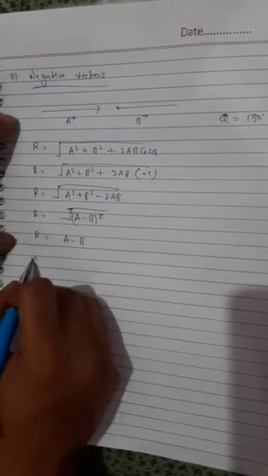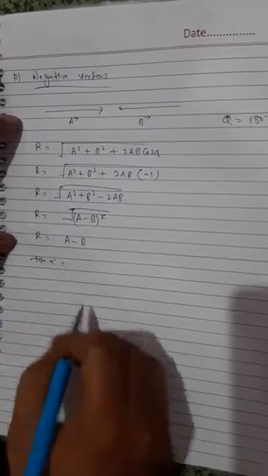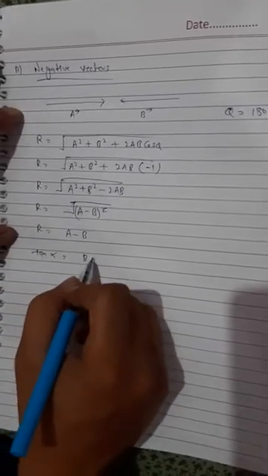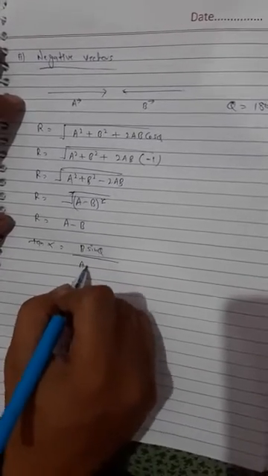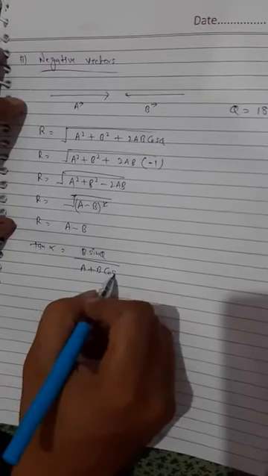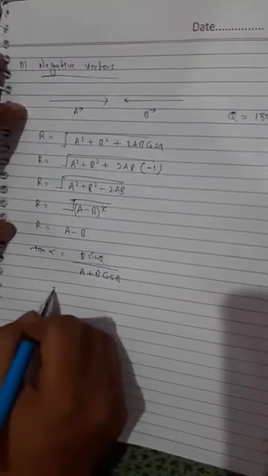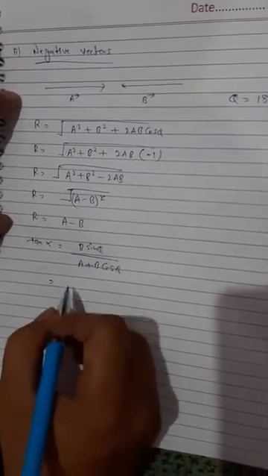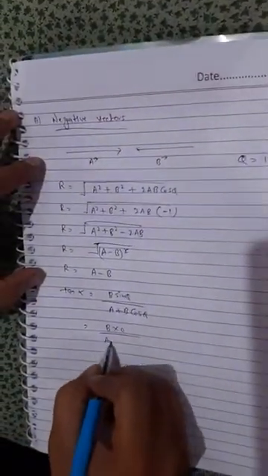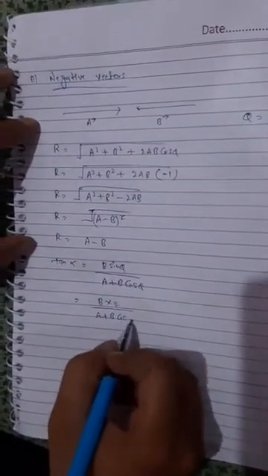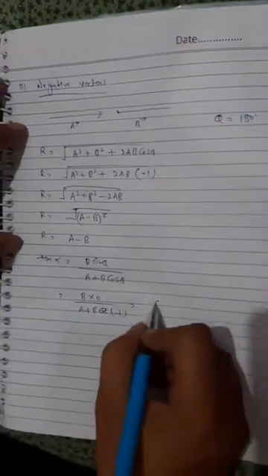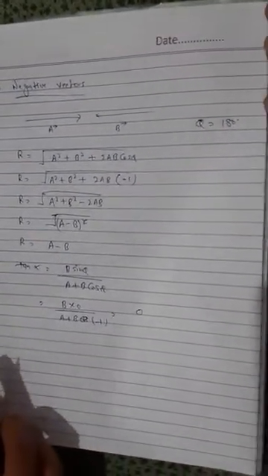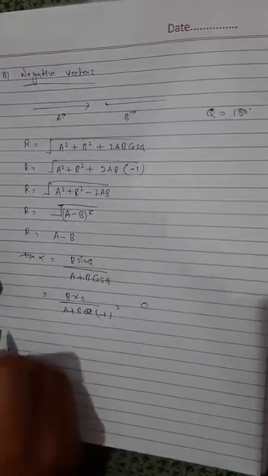Let's try to find the angle between them. So tan alpha is b sin theta upon a plus b cos theta. So here b sin 180 is also 0. So this whole term will be 0. So the angle of the resultant for negative vectors is 0.